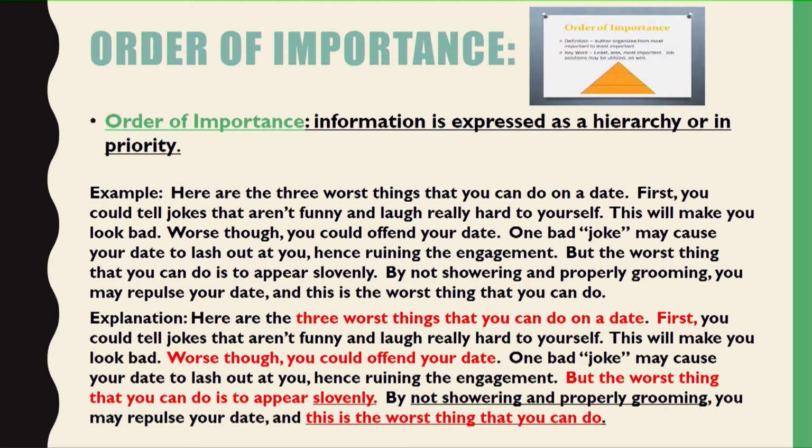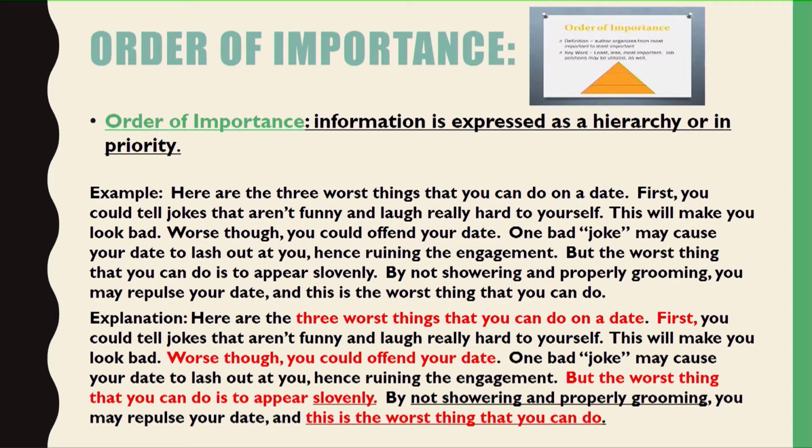Worse, though, you could offend your date. One bad joke may cause your date to lash out at you, hence ruining the engagement. But the worst thing that you can do is to appear slovenly. By not showering and properly grooming, you may repulse your date, and this is the worst thing that you can do. So let's look at the order of importance here in this little scenario.